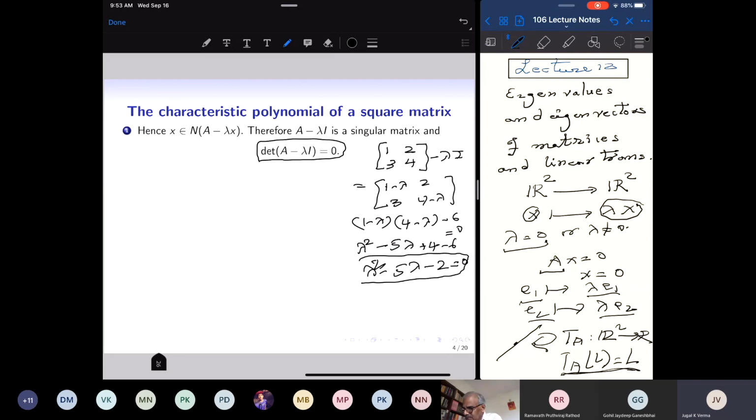Its solutions may be real, they may be complex. Lambda may turn out to be complex even if the matrix A is a real matrix, because for the case of a 2 by 2 matrix, lambda is a root of a quadratic equation, and a quadratic equation can have complex roots. So this lambda, which we want to call an eigenvalue, may turn out to be complex, but there is a restriction.